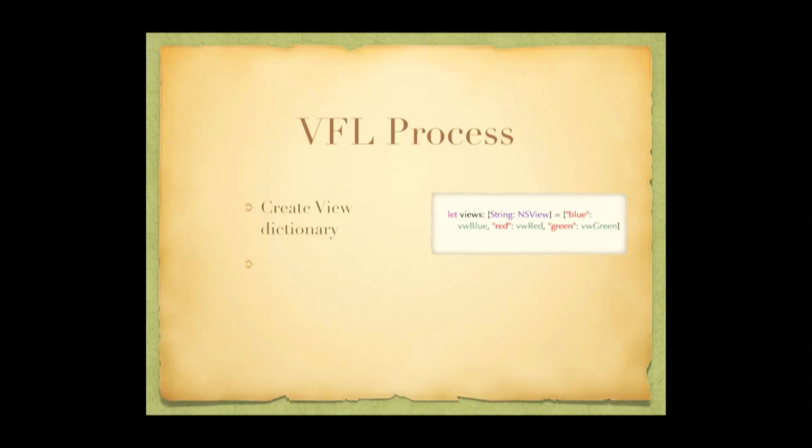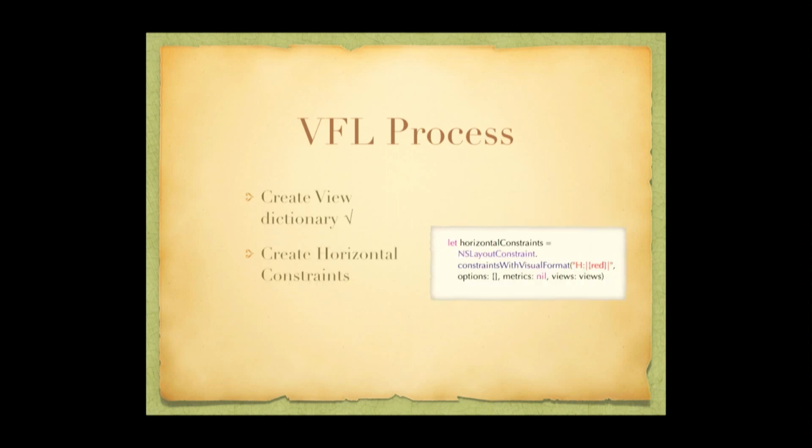So if you have a fairly static layout, VFL is the way to go. If you want it to be dynamic and you want to use disclosure and shrink things and move things around, then sadly it's not the thing. So the process is fairly straightforward. You create a dictionary with the views.